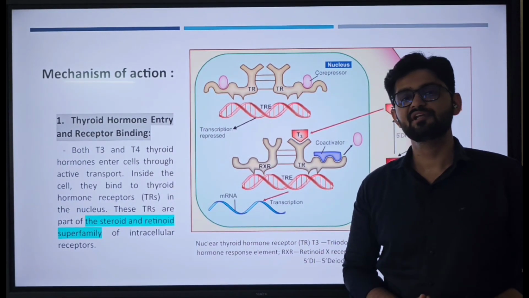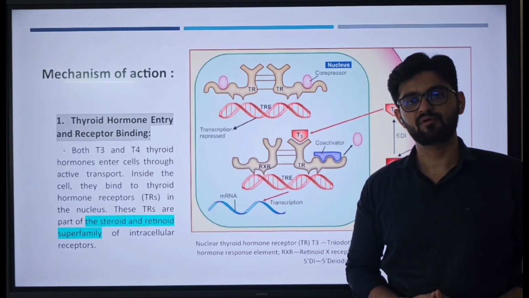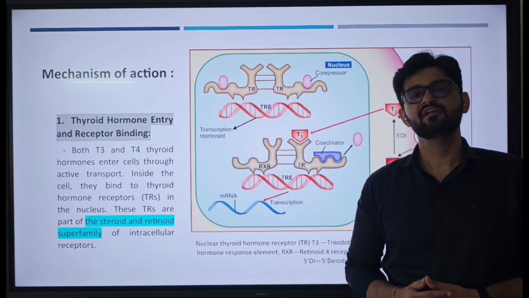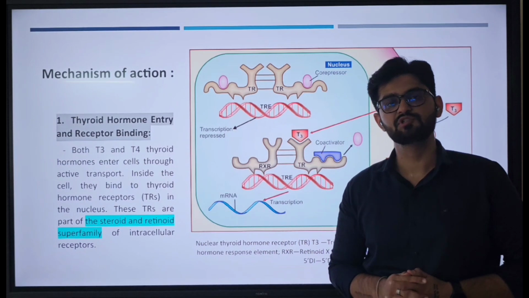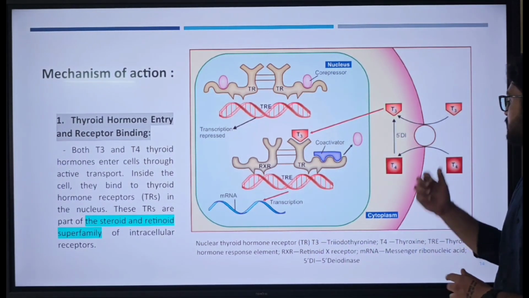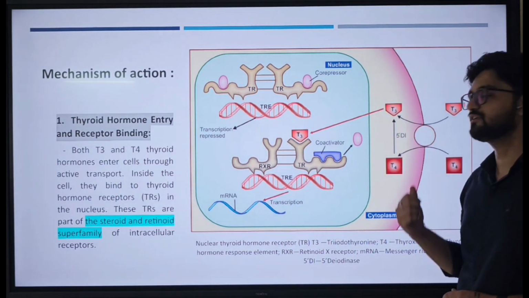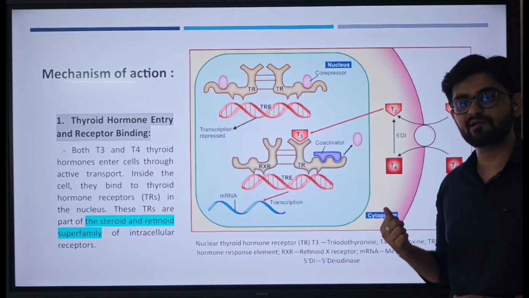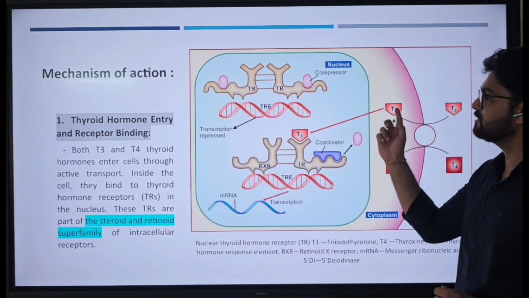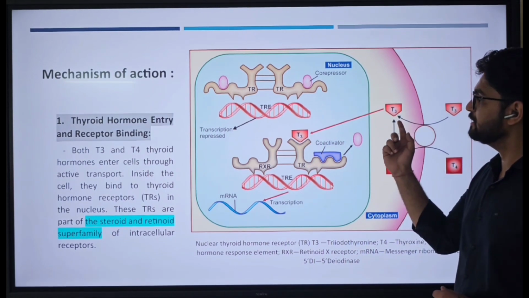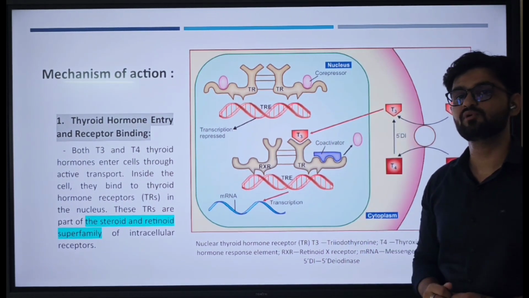Now in the bloodstream, T3 is the specific one. T3 is more potent; it is the active portion of the thyroid hormones. However, the conversion of T4 to T3 takes place with the help of thyroid iodine. So once it gets converted to T3, it enters the cytosol. After entering the cytosol, it enters the nucleus.